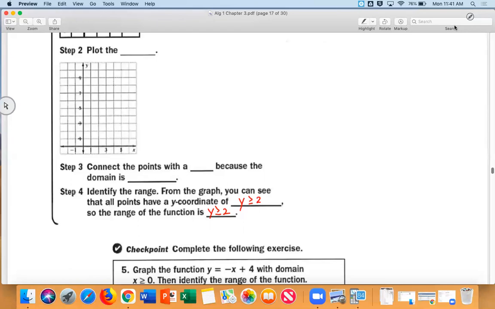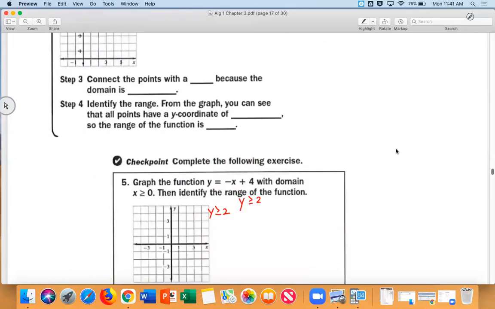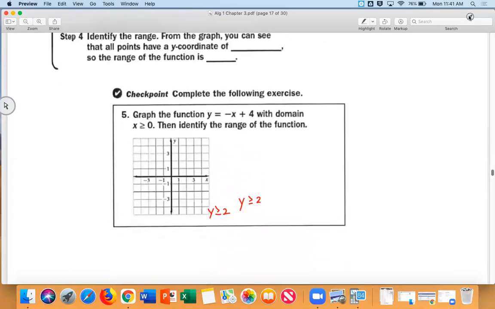All right, so what I want you guys to try is to graph this function. Graph the function y equals negative x plus 4. And we're only going to be talking about the numbers bigger than 0. But the first thing I want everybody to do before I let you guys go on your own is you have to make a table.